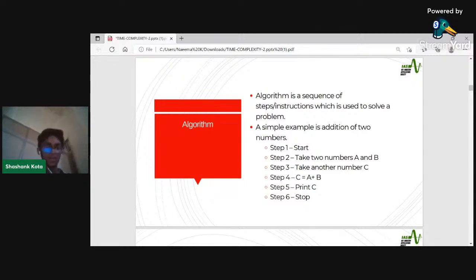The solution to these problems are mentioned in steps. So first we'll start with step one. Step one is to start the problem. Step two is to take two numbers A and B. Step three is to take another number C. Step four is to assign C and add both the numbers. Step 5 is to print the result, which is C, which is further equal to A plus B. Step 6 is to stop the process.